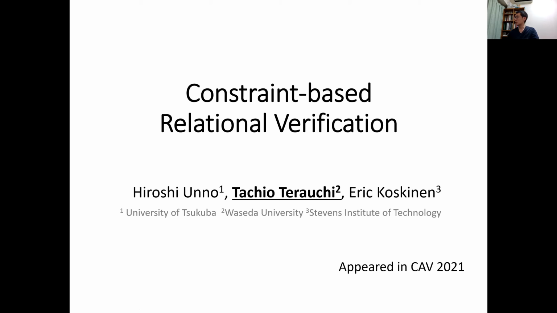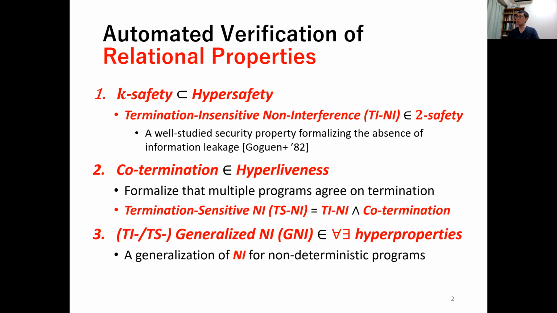So good evening. I'm Tachio. I will give a talk about constraint-based relational verification. This is a paper that appeared in CAV this year. This is joint work with Hiroshi Unno of Tsukuba, and Eric Koskinen at Stevens. Okay, so the topic of this talk is automated verification, automated verification of relational properties, of course, because this is a workshop on hyperproperties.